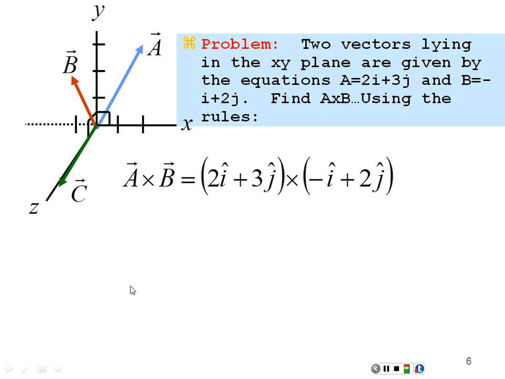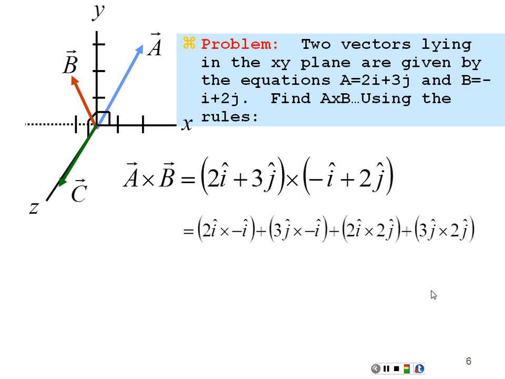So I have a cross b is 2i plus 3j crossed with negative i plus 2j. The cross product is distributive, so I'm going to have 2i crossed with negative i and 2i crossed with 2j. And for that matter, 3j crossed with negative i and 3j crossed with 2j. So I have these 4 terms from this distributive property. i cross i is going to be 0, so I would have 2 times negative 1 times 0. So this first term is 0. And way over here, I'm going to have 3 times 2. j cross j is 0, so that's going to be 0 as well.